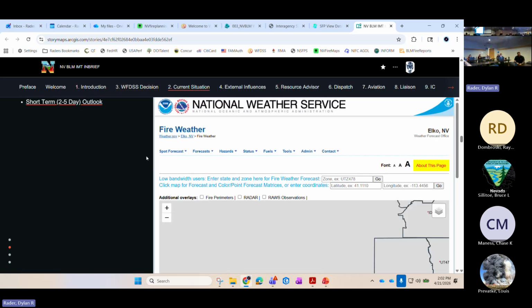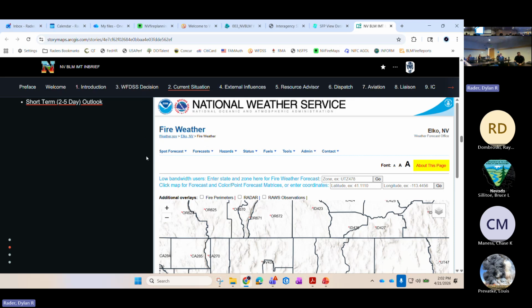So the reason I set this up is I know that every unit has their own processes that they like to put together too, as part of their preseason preparedness. This is a story map that you guys can use to in brief a team. That is one less thing your agency administrator or you guys have to do locally if you're preparing for a team.